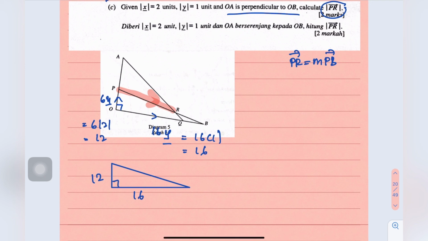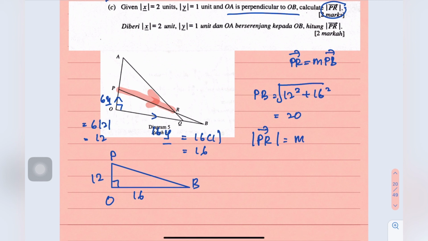So to find PB, you can use Pythagoras theorem. So PB equals to the square root of 12 squared plus 16 squared, which equals to 20. Then magnitude vector PR is just now m times magnitude vector PB. So m is 2/3 from question B, PB is 20. So this one equals to 40/3 unit. So magnitude vector PR equals to 40/3 unit.